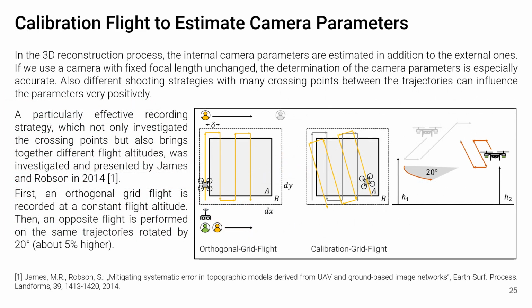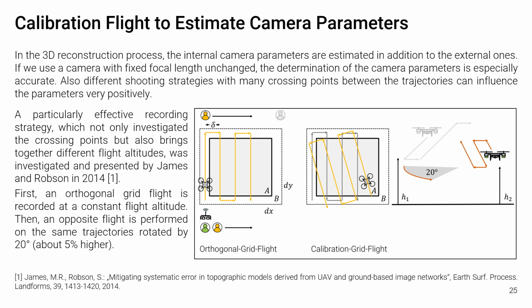In the 3D reconstruction process, the internal camera parameters are estimated in addition to the external ones. If we use a camera with fixed focal length unchanged, the determination of the camera parameters is especially accurate. Also, different shooting strategies with many crossing points between the trajectories can influence the parameters very positively.